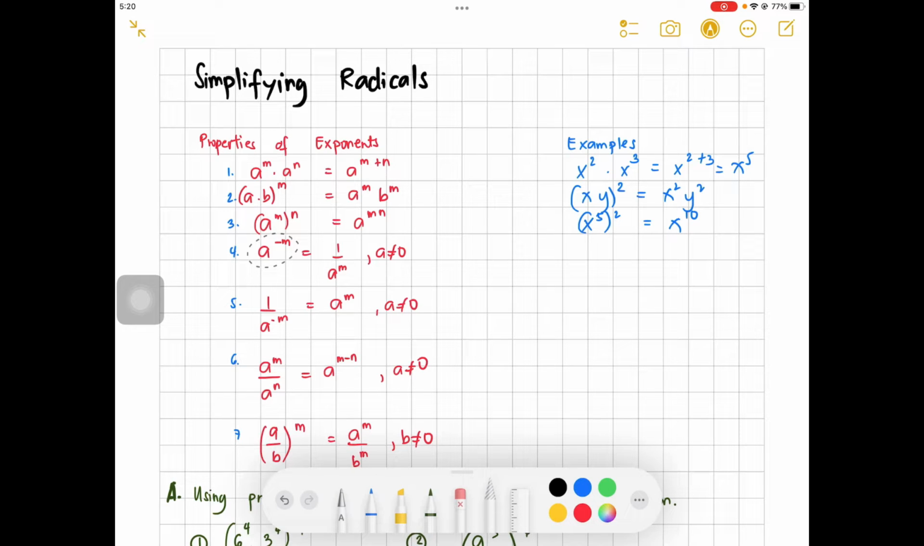For negative exponents, a raised to negative m is equal to 1 over a raised to m. Example, 25 raised to negative 1/2. That is equal to 1 over 25 raised to 1/2. So, next case, how about if the negative exponent is in the denominator? So we put it in the numerator to make the exponent positive. For instance, 1 over 3 raised to negative 1. This is equivalent to 3 raised to 1, or just 3.